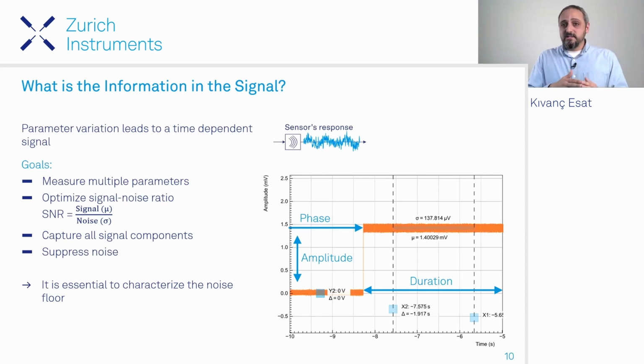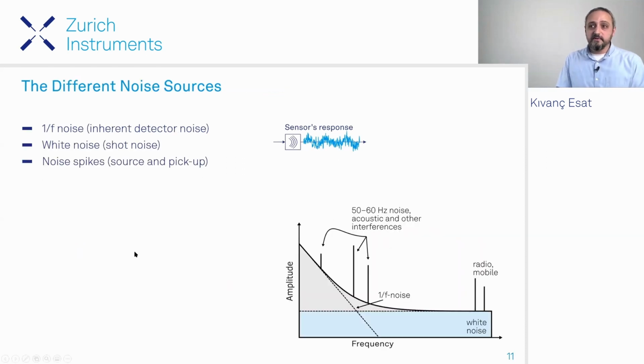To be able to do this, we first need to characterize the noise floor of the environment. And the typical noise floor here is the white noise that shows the baseline of the noise. We have various noise spikes coming from different sources, and we have the 1/f noise that picks up at lower frequencies. So if you would be doing the measurement in this noise regime, of course, then the signal-to-noise ratio gets reduced.